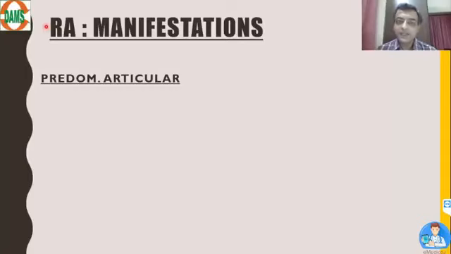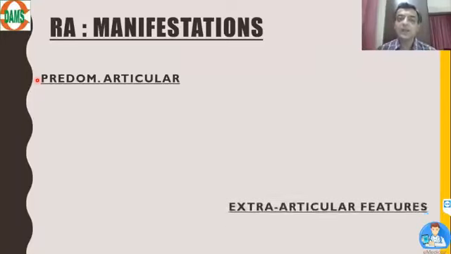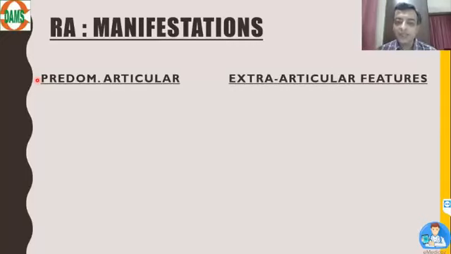Yesterday in our index approach slide for arthritis syndrome, we have written under rheumatoid arthritis that it presents with predominantly articular symptoms. That means joint problem is the main presenting complaint. But there are also a few extra-articular features that can occur with the disease, right?